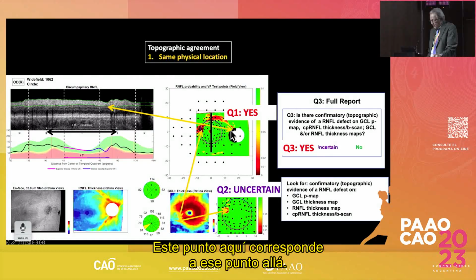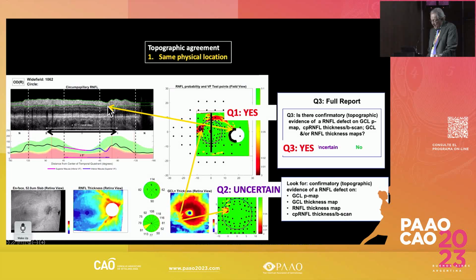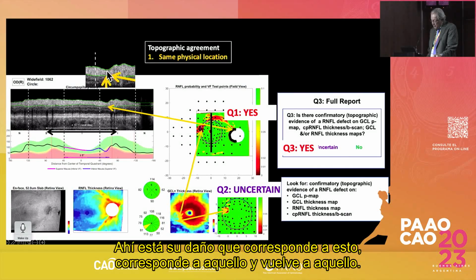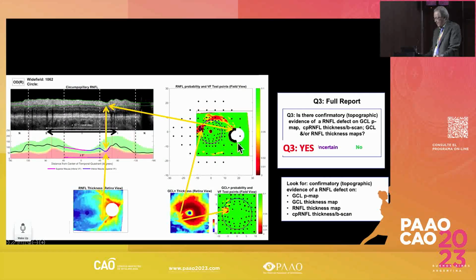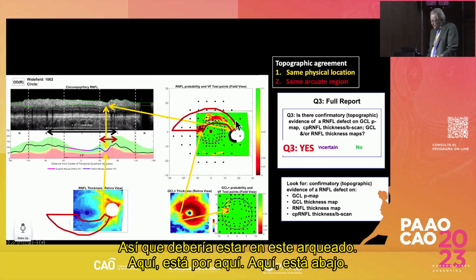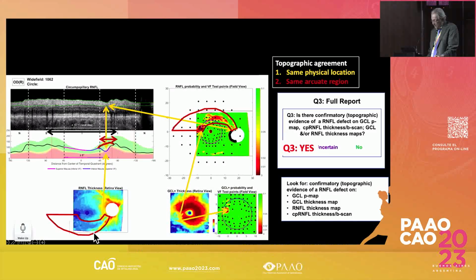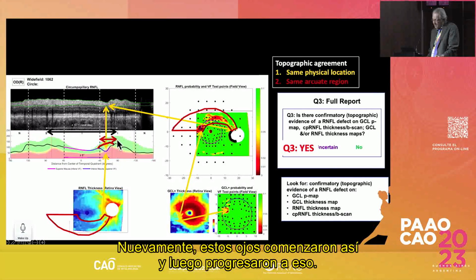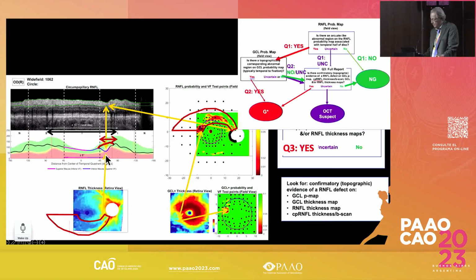This point here corresponds to that point there, right? There's your damage, corresponds to this, corresponds to that, and back to that. Same thing, same arcuate. You've got damage in that same region here, so it should be within this arcuate. And here it is, over here, it is down there. And again, this eye started out like this and then progressed to that. All right, so that's an example of yes, uncertain, and then yes, right?